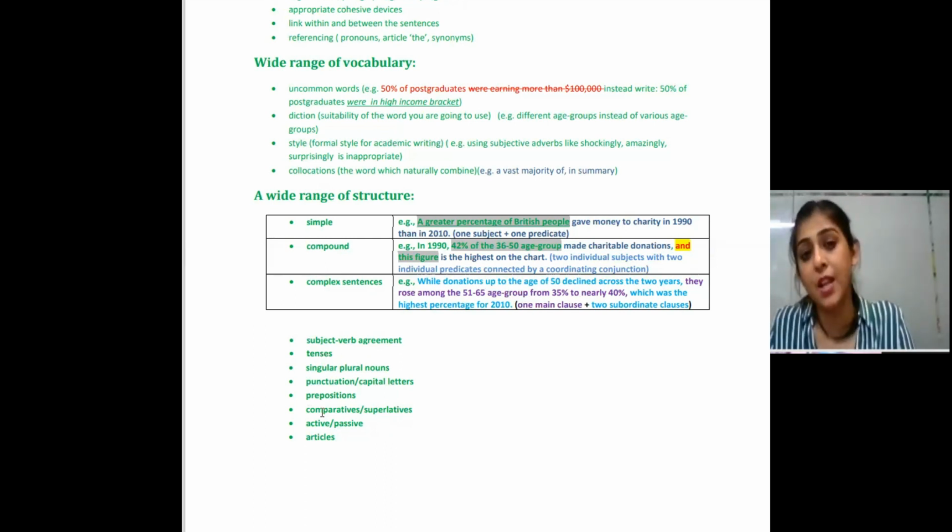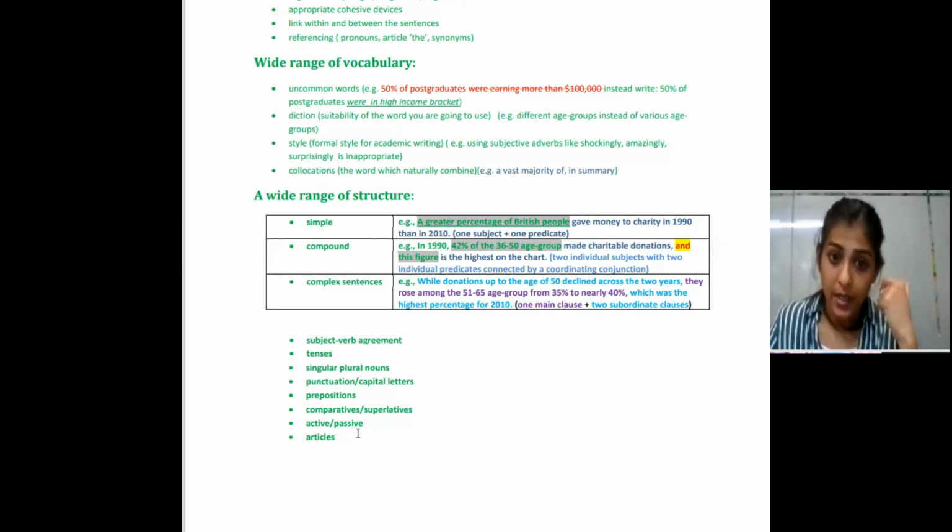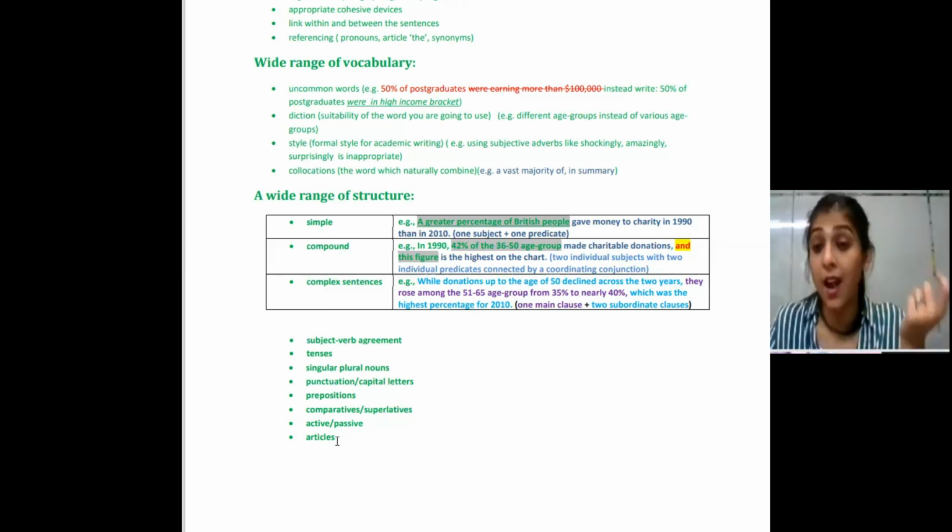Next, comparatives. Now, what are the comparatives? Comparatives are like the second degree, we can say here. For example, in your day-to-day life, better is the comparative and best is the superlative. And in your writing task 1, for example, fewer is the comparative, and then fewest is the superlative. Got it? Then active passive, then articles.